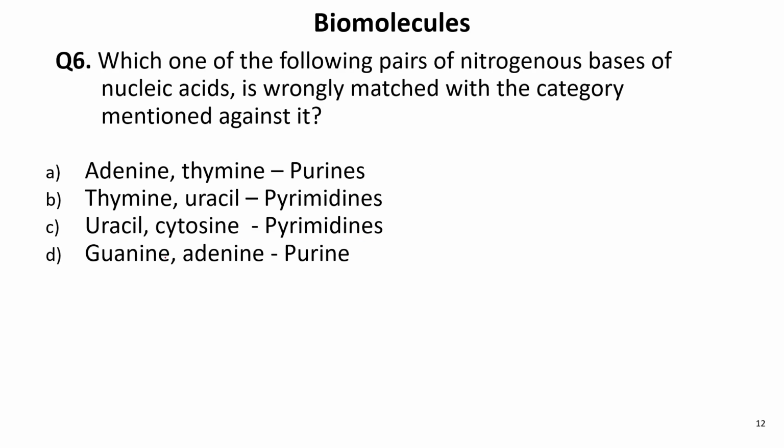Next question, which one of the following pairs of nitrogenous bases of nucleic acid is wrongly matched with the category mentioned against it? Adenine and thymine are the purines. If you remember, there are 2 groups of nitrogenous bases, purines and pyrimidines.